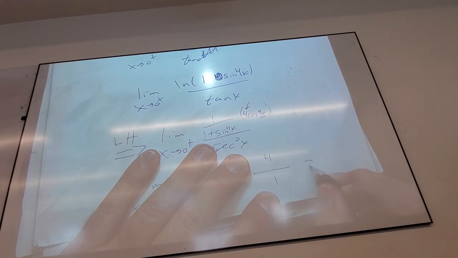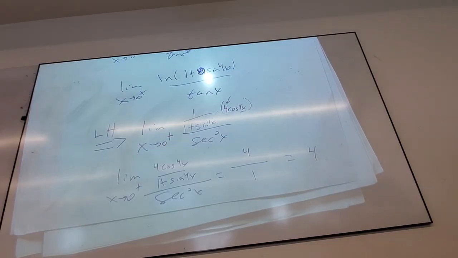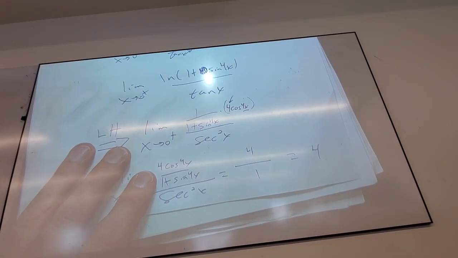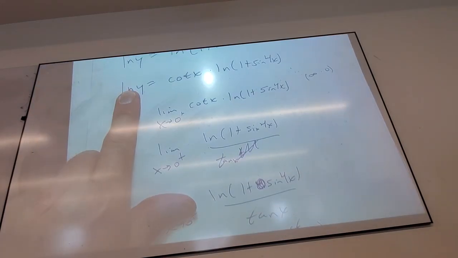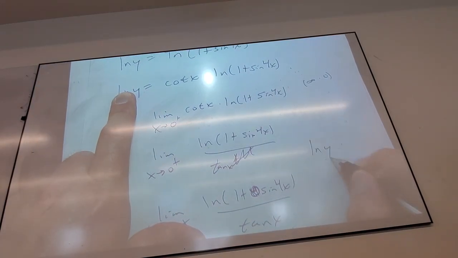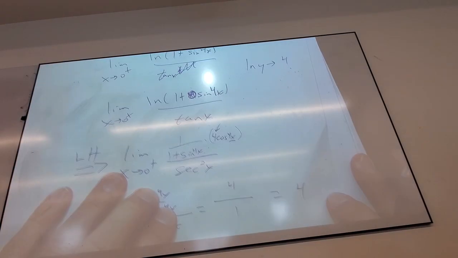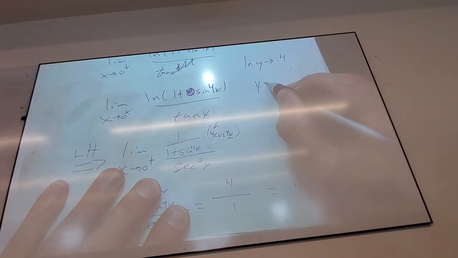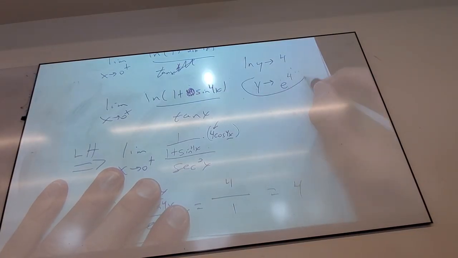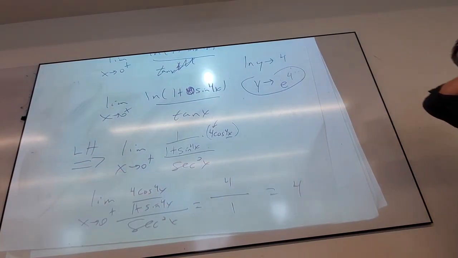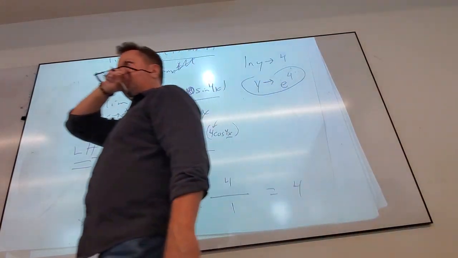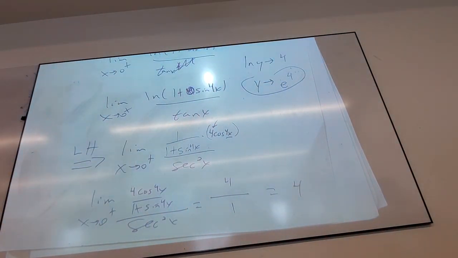Now here's where people are going to make a mistake. You're going to circle that and you're going to continue. We didn't just answer the question. It was e to the 4. We answered what natural log of y is doing. So natural log of y is going to 4. What does that mean y is doing? E to the 4th. Done. The limit that we had is going to e to the 4.